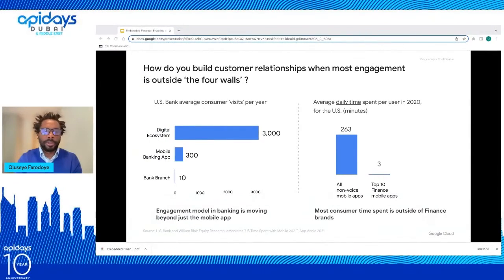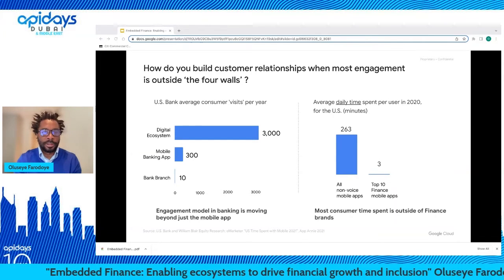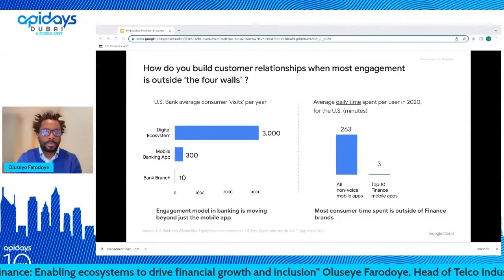So what are we seeing in the industry as a whole? The trend is customers and users spend a lot of their time within other digital platforms and digital surfaces. So they'll be on Instagram, they'll be on Facebook, just anywhere else, not necessarily on the app or the website of the financial brand. As you can see, for a US bank, the average customer spends about 300 visits on the mobile bank, 10 going to the branch, and 3,000 on a separate digital ecosystem. So that's a lot of eyeballs.